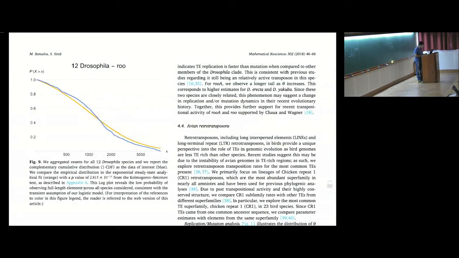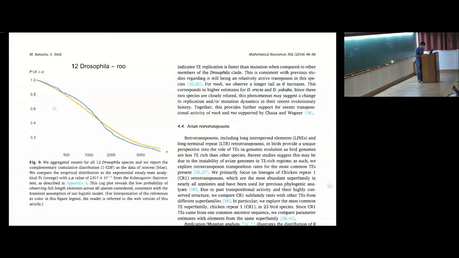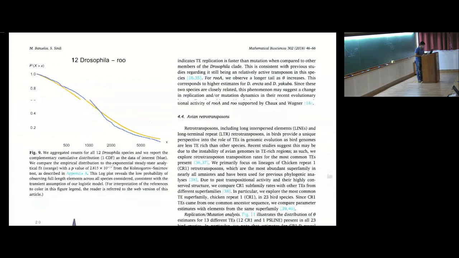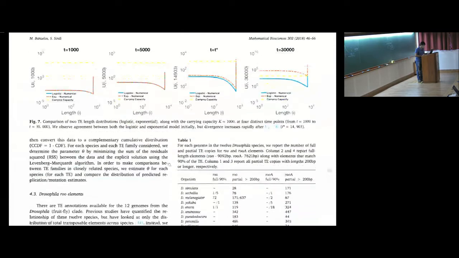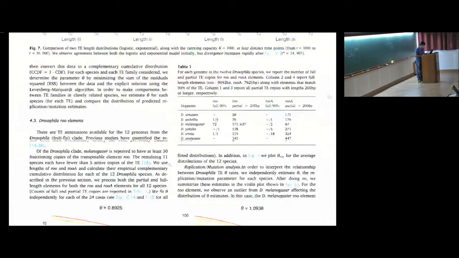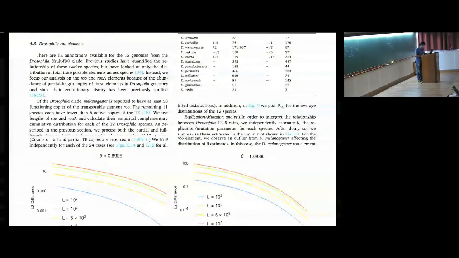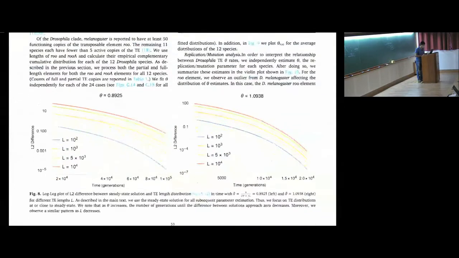The blue is the data they have gained, so that's the aggregate counts. This is a probability, some cumulative distribution, so the x-axis is the length of those different cases. The x-axis is the full length elements, and the y-axis is the probability of, let me make sure, they had a description, just a minute. There are two figures. One is this one and then the next one.